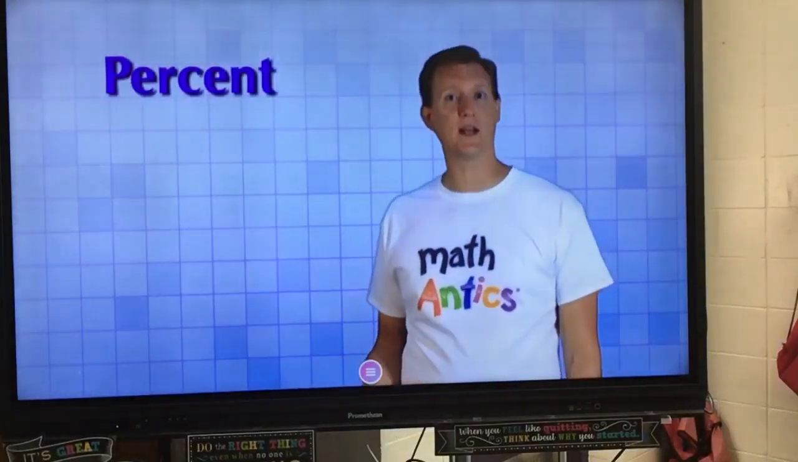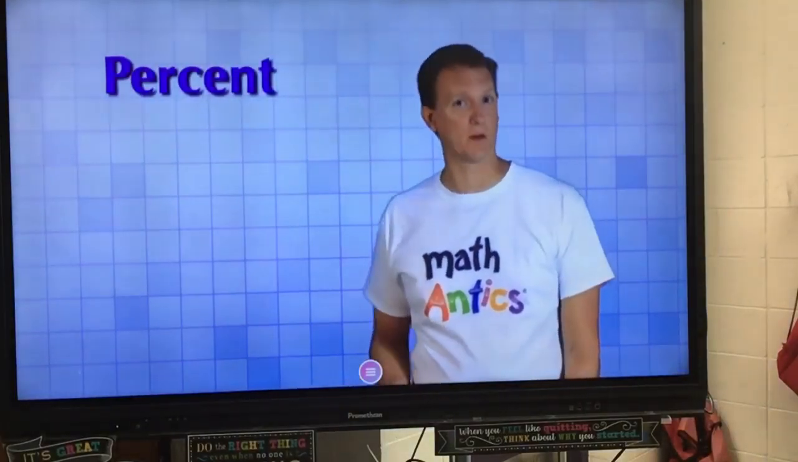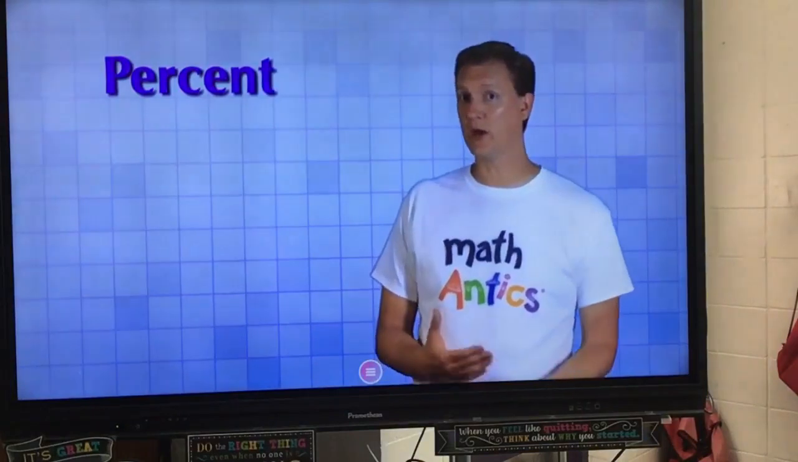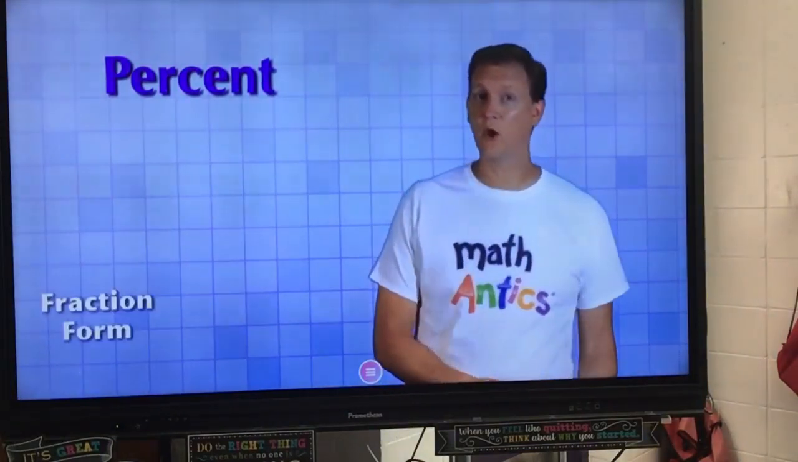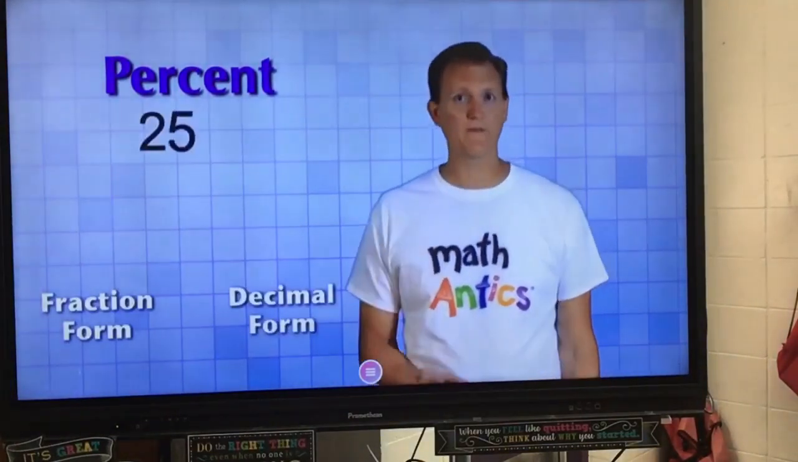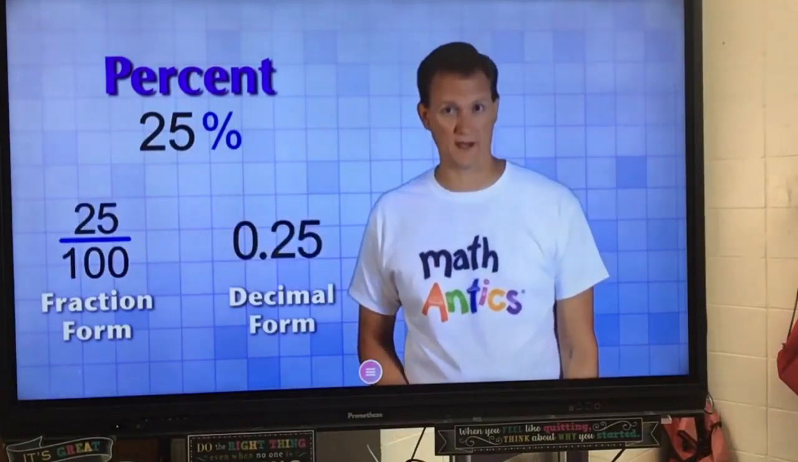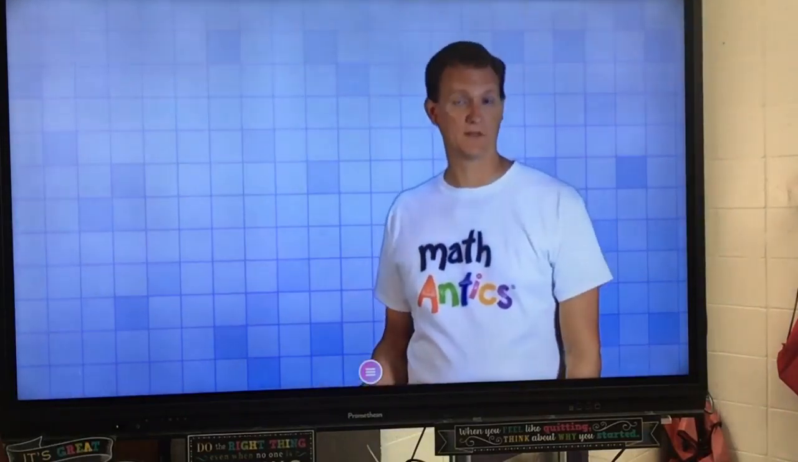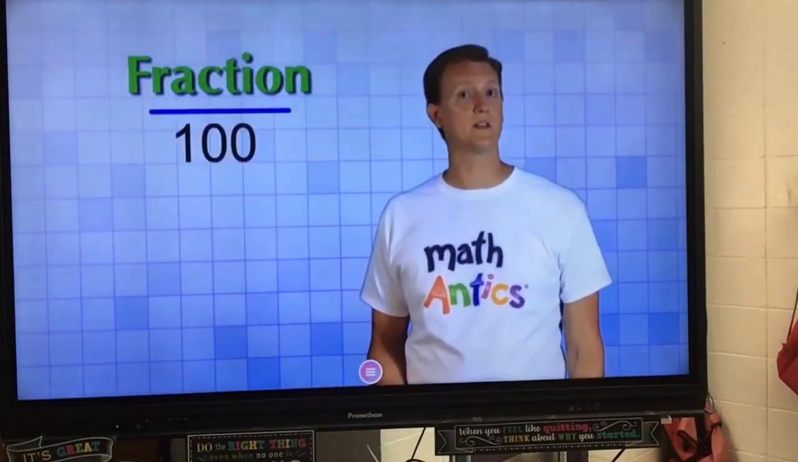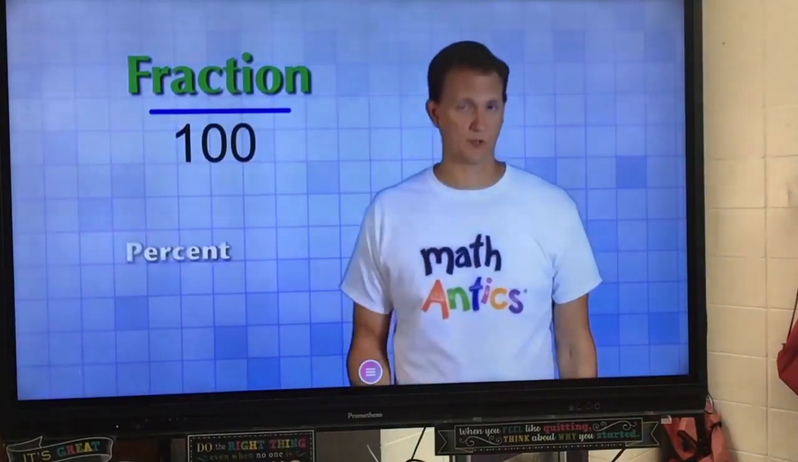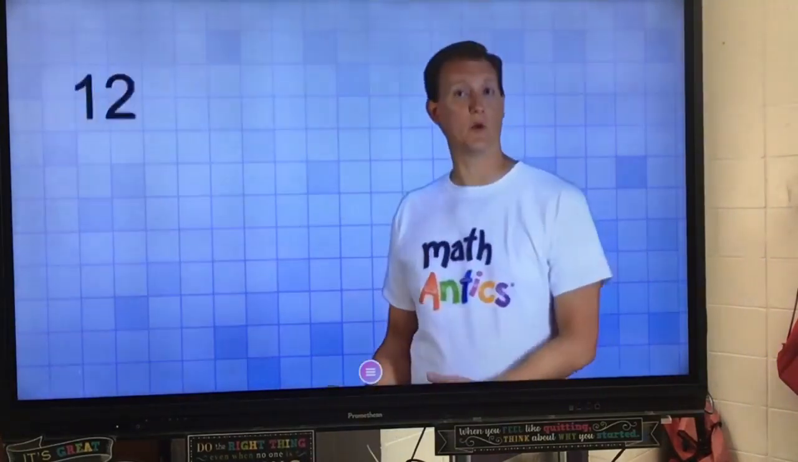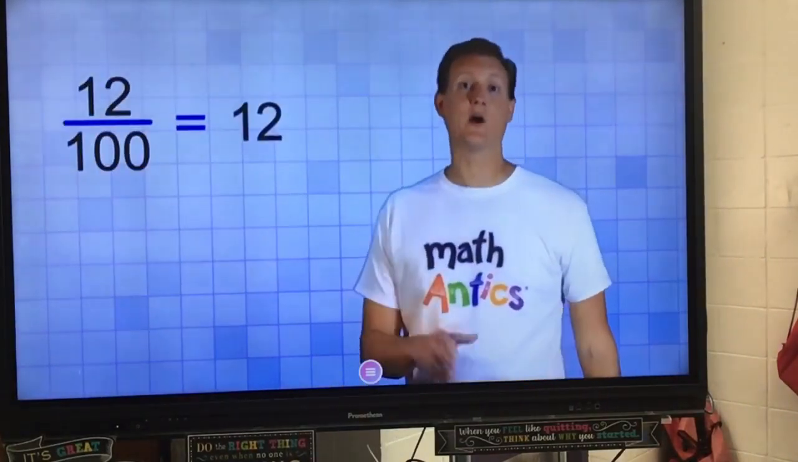All right, so now you know that a percent is a special fraction that always has 100 as the bottom number. And you know that you can rewrite percents in either their fraction form or their decimal form. 25% is 25 over 100, or 0.25. But keep in mind that you could go the other way too. If someone gives you a fraction with 100 as the bottom number, you can rewrite it in percent form. If you get 12 over 100, you can say that's 12%.